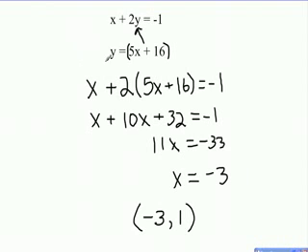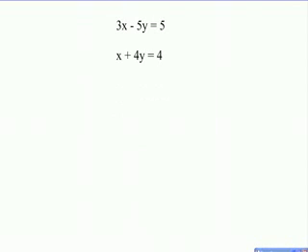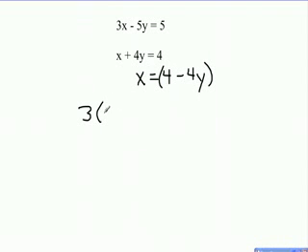I want to make it look similar to this problem, where it's a variable equals an expression. Well, I can do that fairly simply by flipping the 4y over to the other side. And now I have x equals, so I can substitute this quantity for wherever I see x. So 3 times 4 minus 4y, and then copy down the rest of the problem.